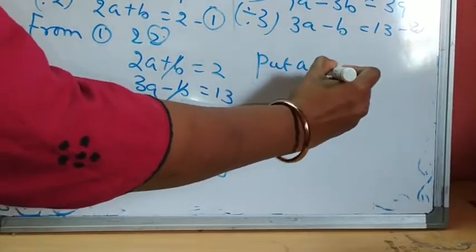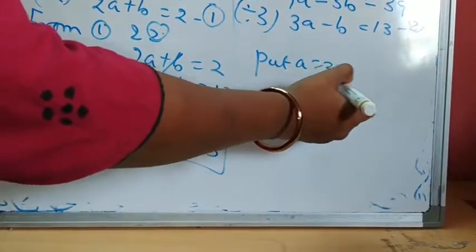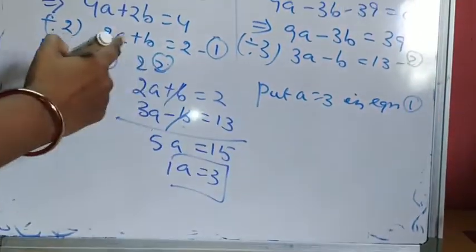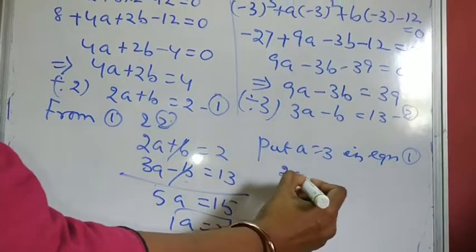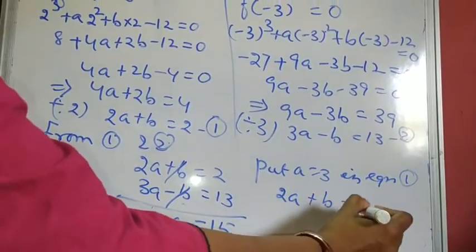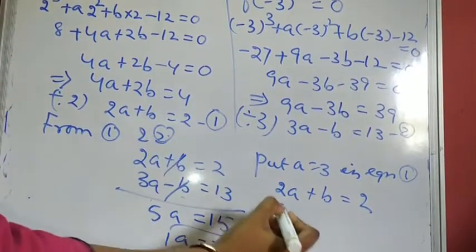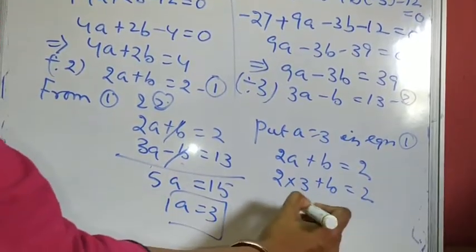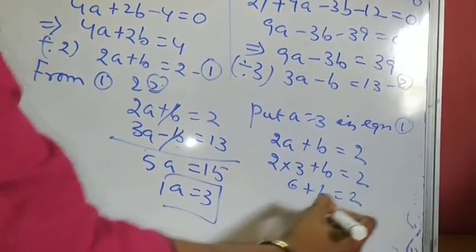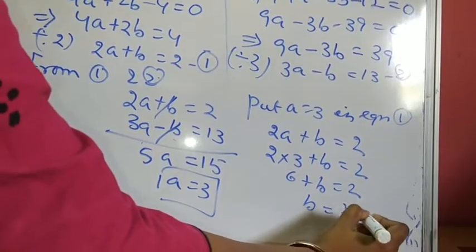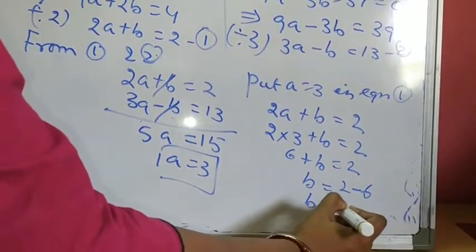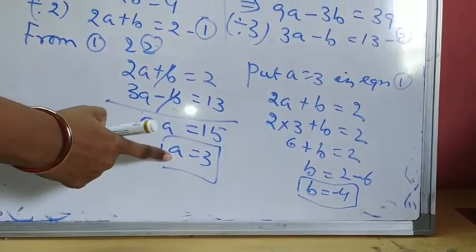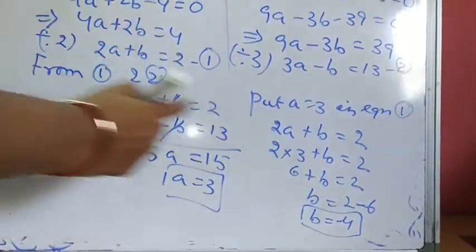Now put a is equal to 3, or substitute the value of a in any equation. Let us take equation 1. So what is our equation 1? 2a plus b is equal to 2. This is our equation 1. Therefore, 2 into 3 plus b is equal to 2. 6 plus b is equal to 2. So, b is equal to 2 minus 6, where we are getting b's value as minus 4. Therefore, the value of a is 3 and the value of b is minus 4.